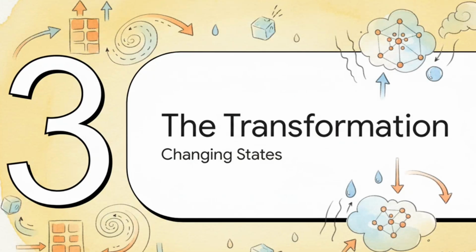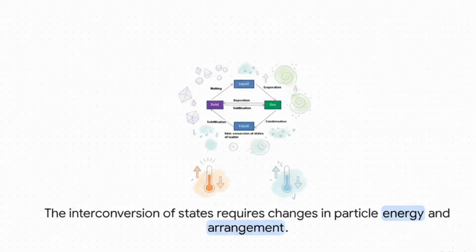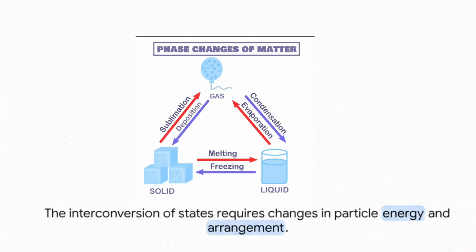Okay, so we know the particles are arranged differently in each state. But how do we actually get them to change from one state to another? The answer is all about energy. By adding or removing heat energy, we can literally force a substance to transform. And this diagram shows those changes perfectly.